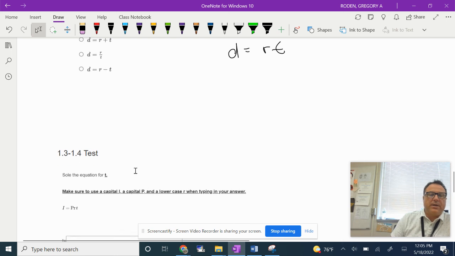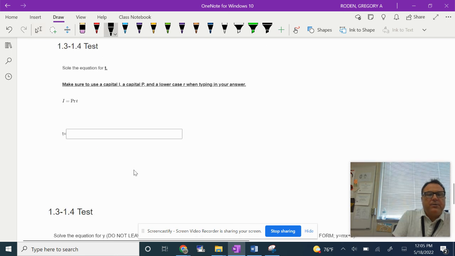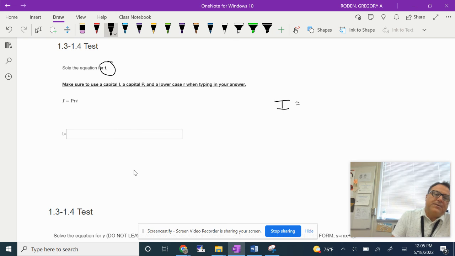All right, next equation. Okay, so this one we want to solve for t. So we have I equals PRT. Now, we want to solve it for t. So what is connected to the t? Well, the P and the R. So I'm going to divide both sides by P and R. So t equals I over PR.